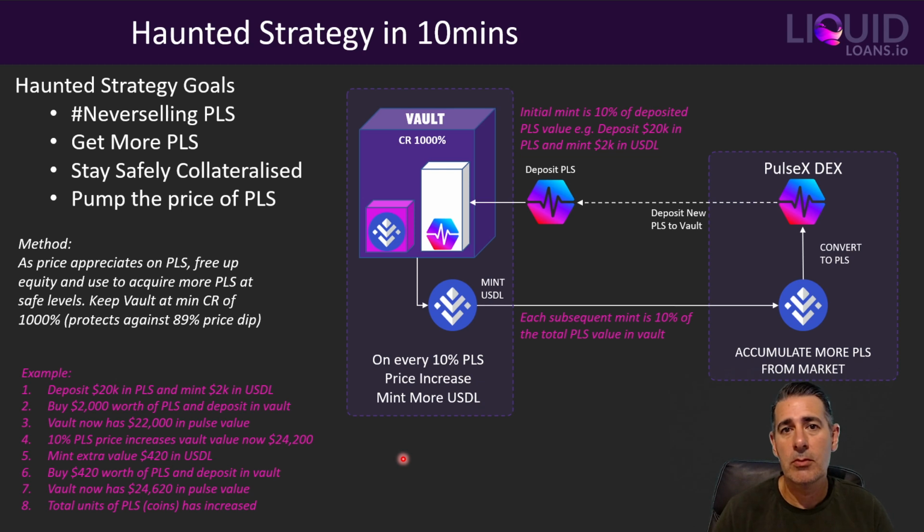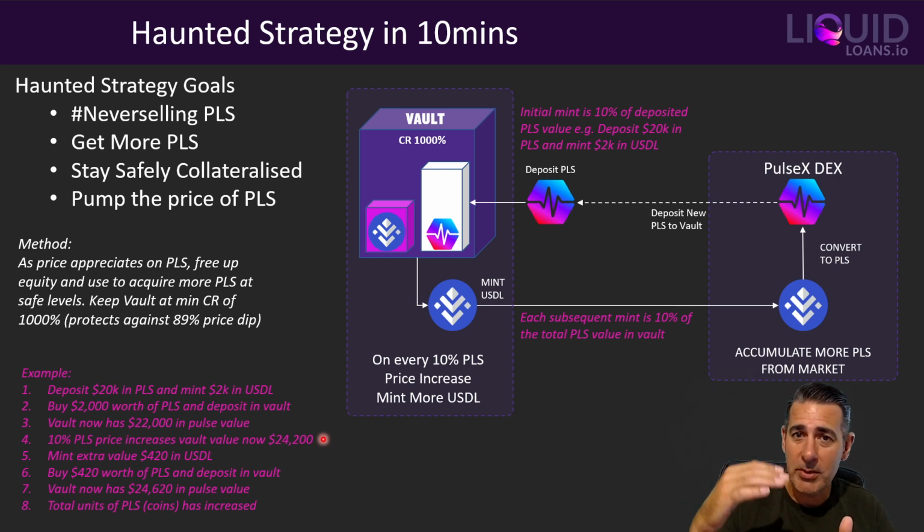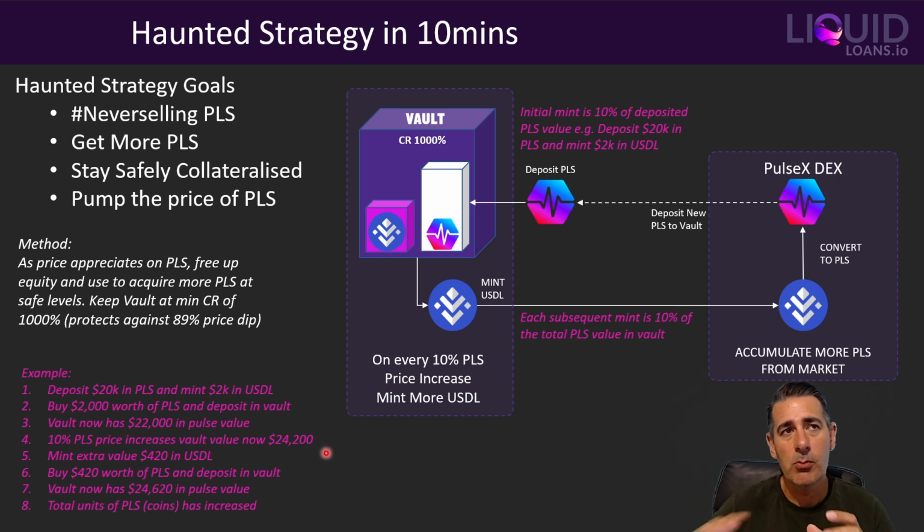So the initial deposit plus the minted USDL, purchase the Pulse, add that to the top. Okay, price of Pulse has gone up 10%. So now the value in our vault is no longer 22,000 because we've had a 10% price increase. It's now 24,200. So the price per Pulse has gone up in value by 10%. We're holding a certain amount of it, so our total vault value has increased. What that means is we've now accumulated a little bit more equity in the Pulse that we hold.